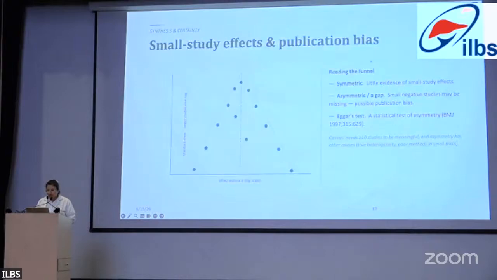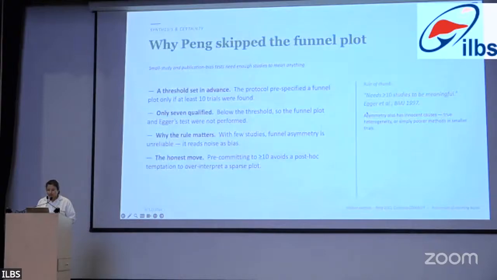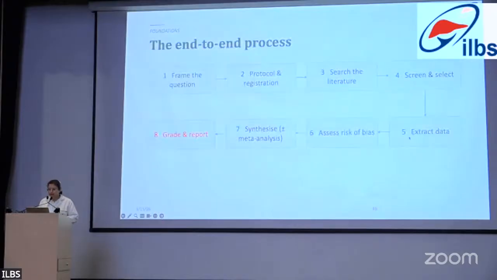So for a funnel plot, you need at least 10 or more studies. The Cochrane review skipped the funnel plot because they had declared in their protocol that only if more than 10 studies are there, will they plot it.